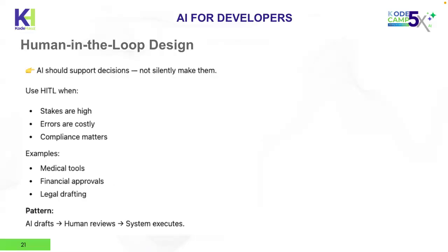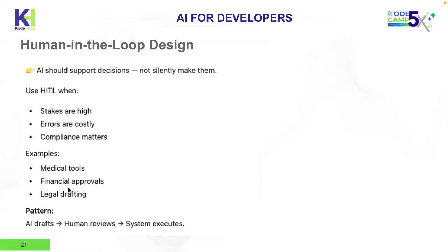You use human in the loop when stakes are high, critical stuff, when errors are costly, when it is irreversible, when compliance matters. Okay. So examples: medical tools, financial approvals, payments, and all that kind of stuff, legal drafting.